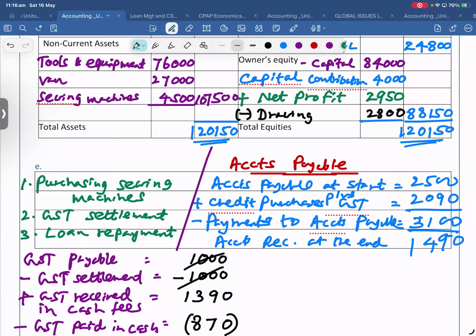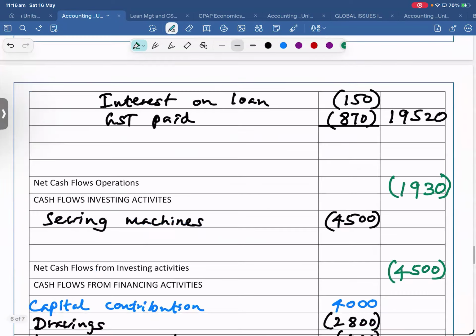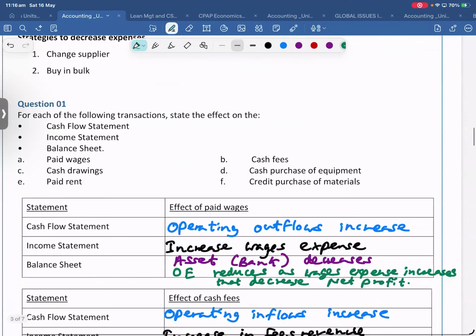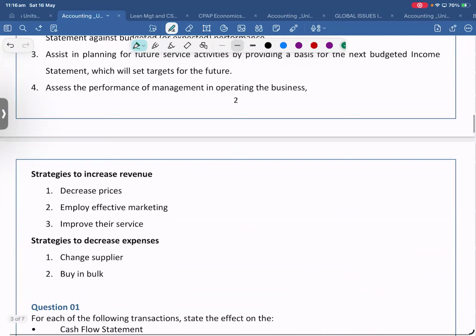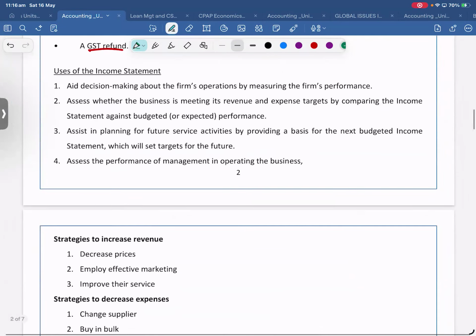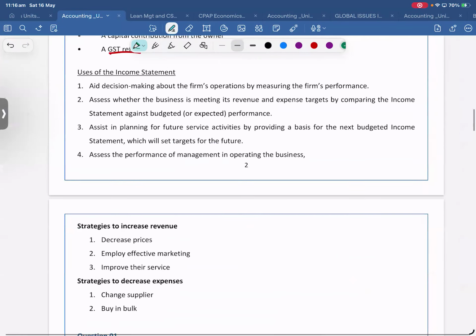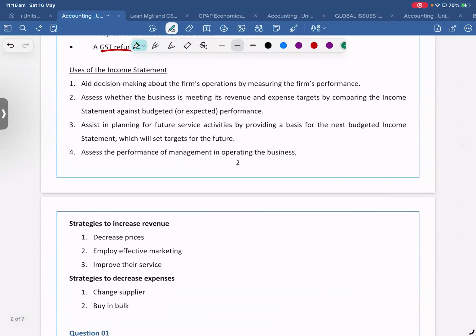Right. Then we have one more thing, a theory part that I have to tell you. This is the thing. Please read it. What is budgeted? Budgeted means anticipated or projected. We haven't done it yet. We are doing it in unit 2.